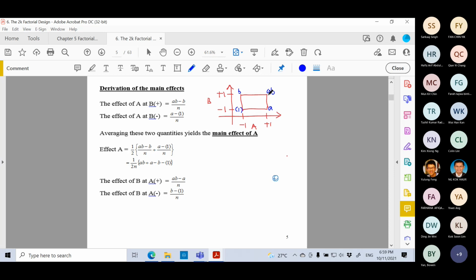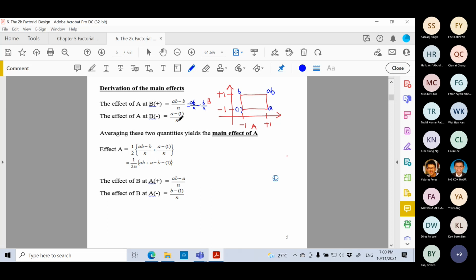In the previous example, to get the total of AB, it was based on n equal to 3. Therefore, you need to take the average value. You divide by the number of observations you have. Okay, we just consider the average value. Or you can say that this is just AB over n minus B over n, just the average value. Okay, so again, if you want to know the effect of A at B minus, from the B minus here it is A minus 1.